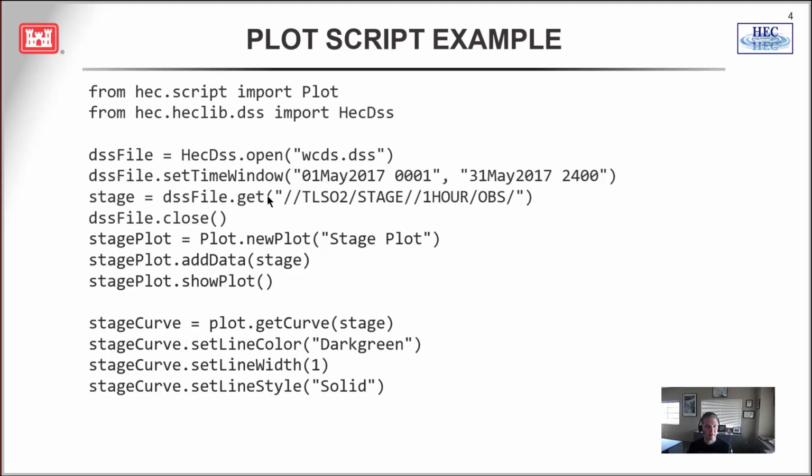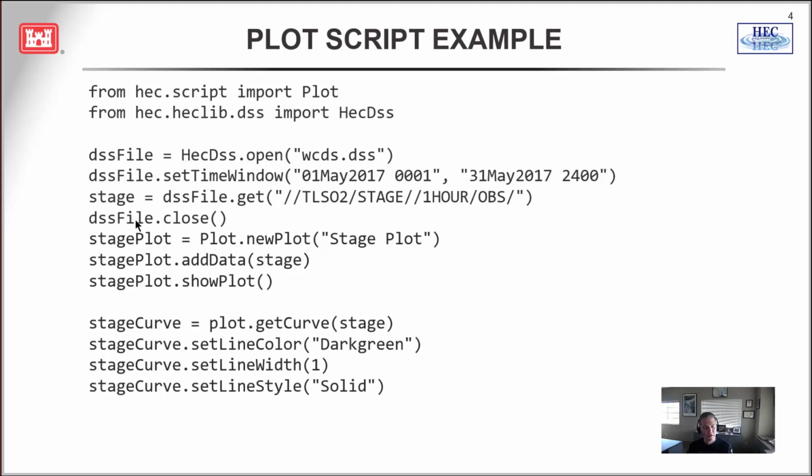Specifically, this is getting a stage record. So stage within the DSS file, find this record. You can see the B, C, E, and F path name parts. There's a close method here, so we need to close the DSS file.